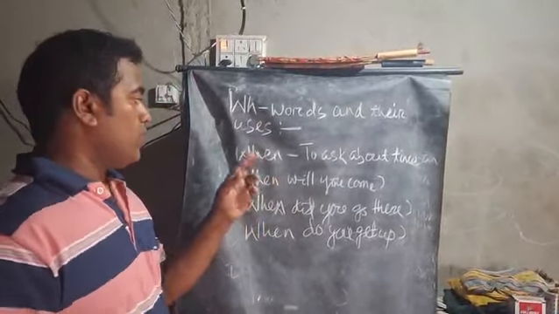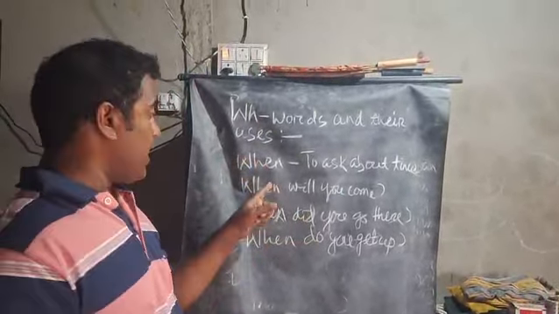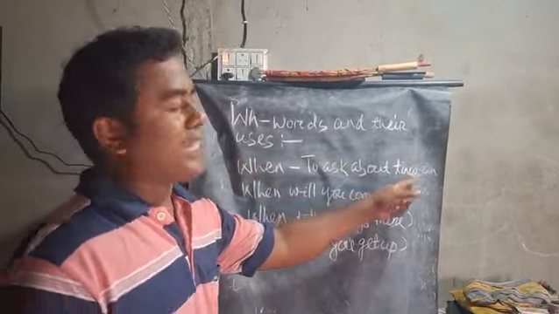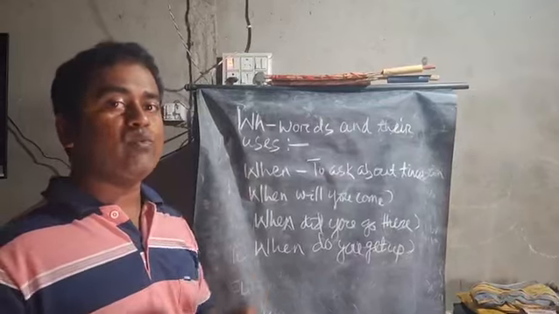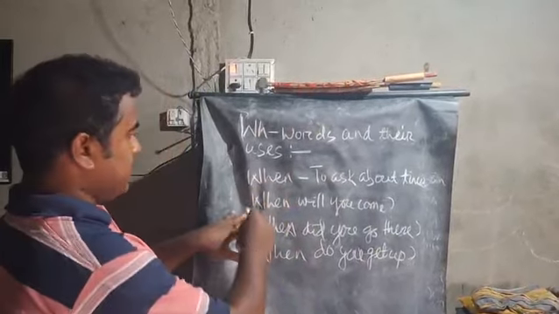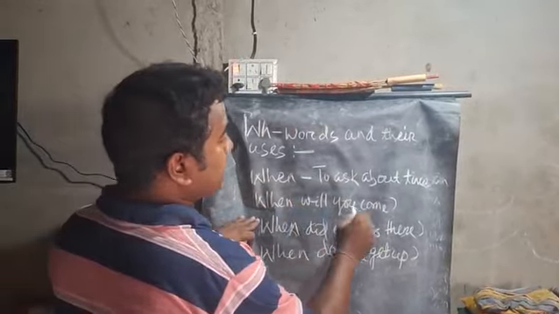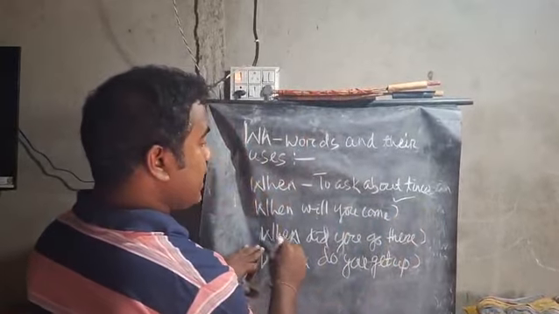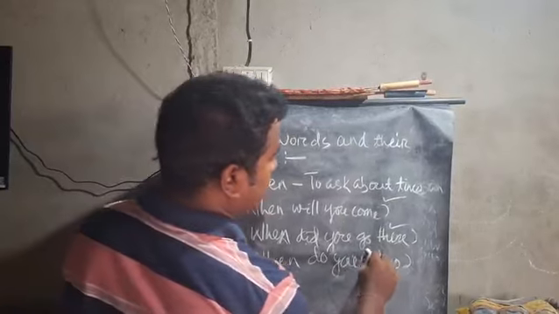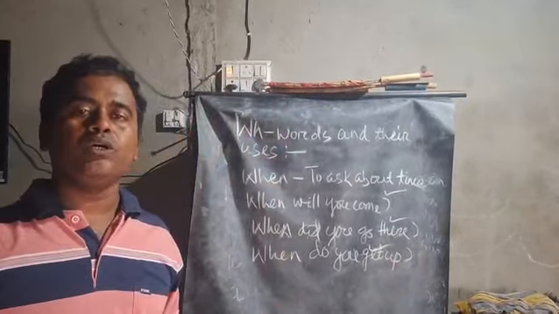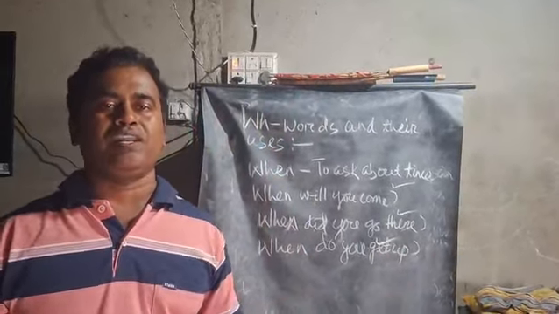Dear class, let's discuss more about the WH word when. Now see, we use the WH word when to ask about time. Perfectly, when we ask about a particular time, we use when. For an example, when will you come? When did you go there? When do you get up? Like this we use when, the WH word when.